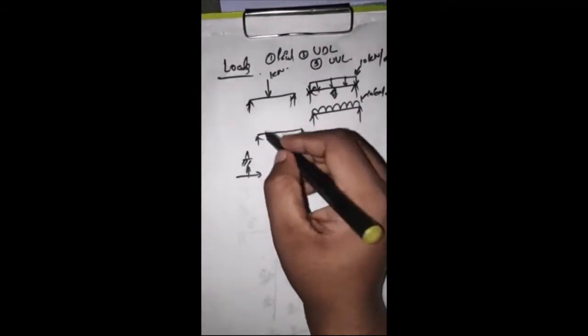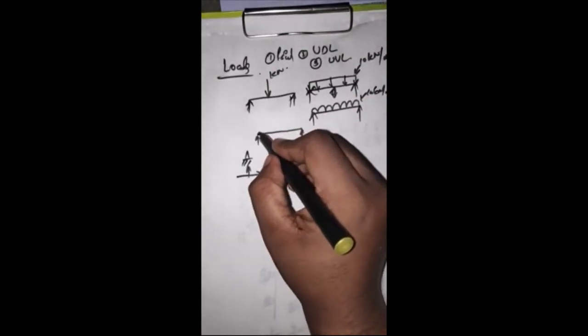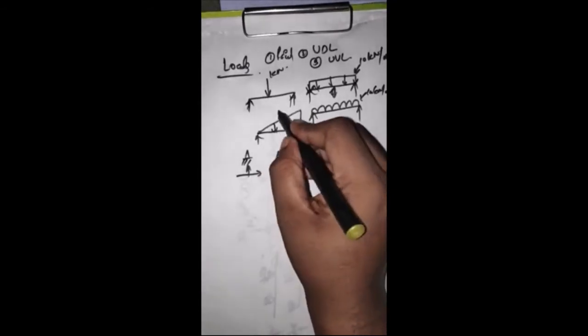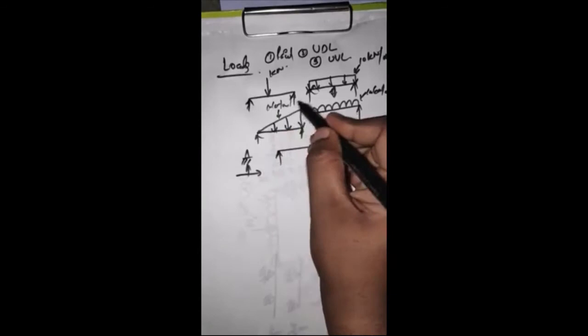So, the UVL we were explaining. The UVL will be in this way. This is a UVL, and some kilonewton per meter will be there, some kilonewton or Newton per meter.